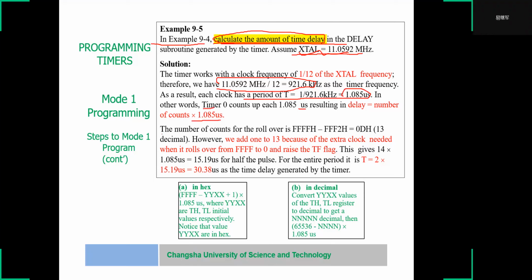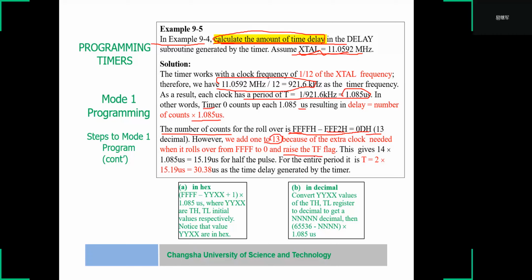The number of counts for the rollover is FFFF. Subtract FFF2, we can get this number of counts. So we add 1 to the setting because of the extra clock needed when it rolls over from FF to 0 and raises the flag.